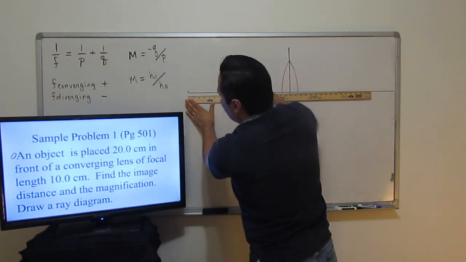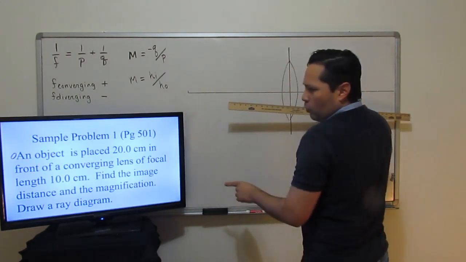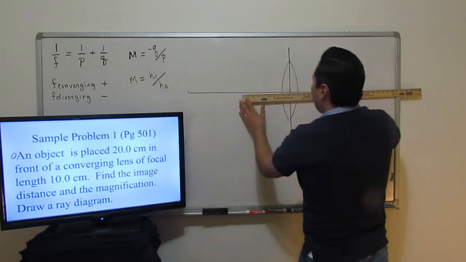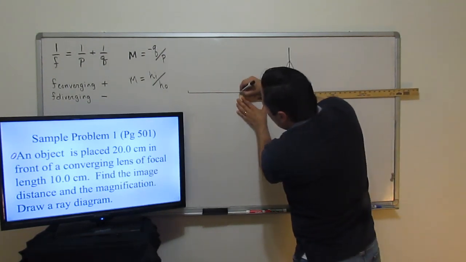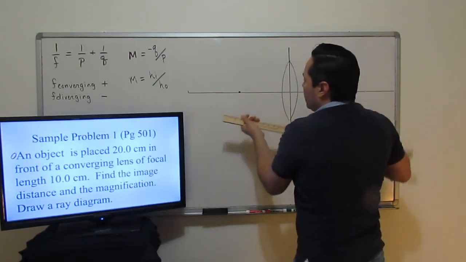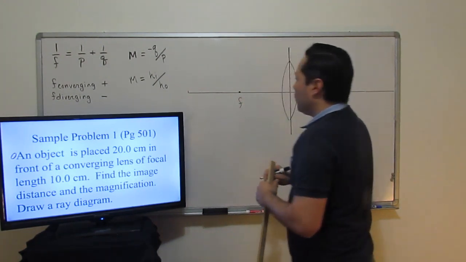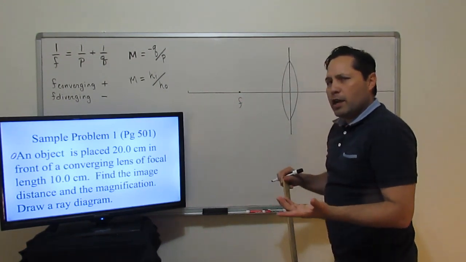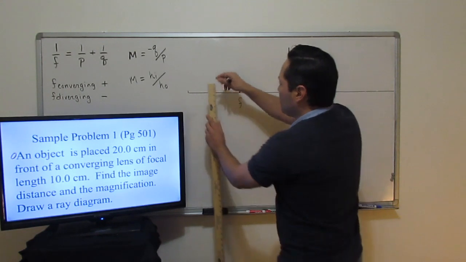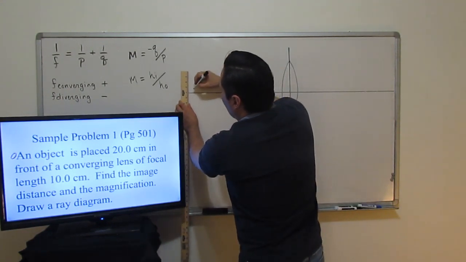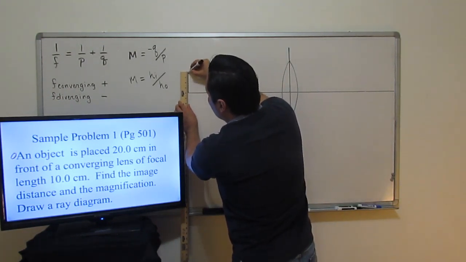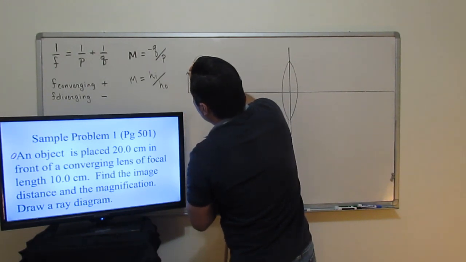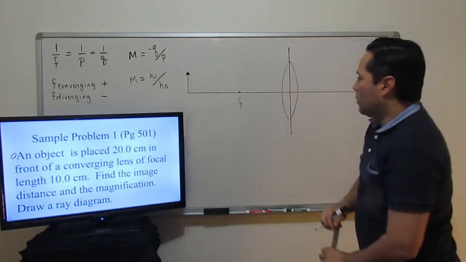That's our P right there. Also worth noting, 10 centimeters, that's a focal length. So right there, I'm going to put an F for our focal length. They did not say how big this object is, so I'm just going to make it 4 inches tall. So there we have it.